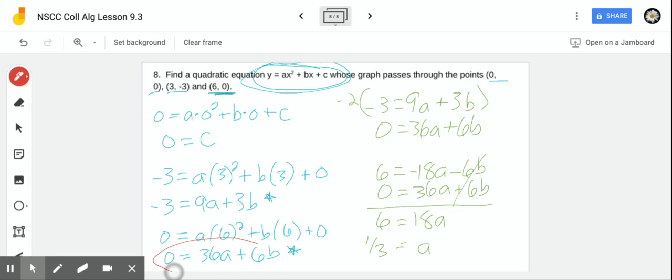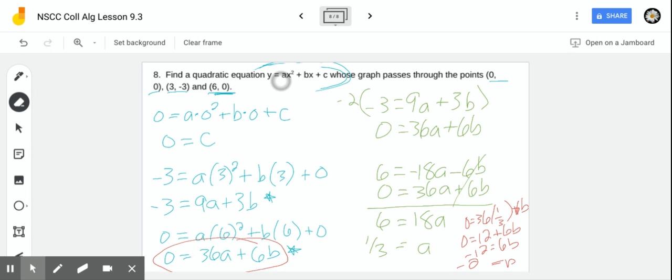So we're going to go back to one of these starred equations. I'm going to pick this one. Let's see, where can I squeeze this in? Try over here. So we have 0 equals 36 times 1/3 plus 6b. So 0 equals 12 plus 6b. So it looks like b is negative 2.